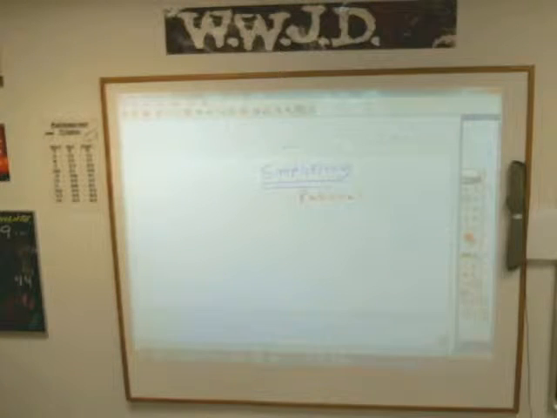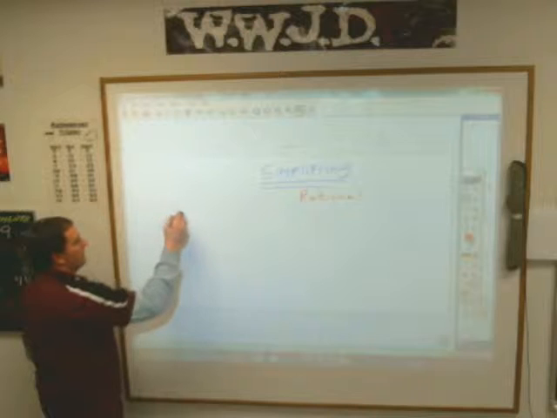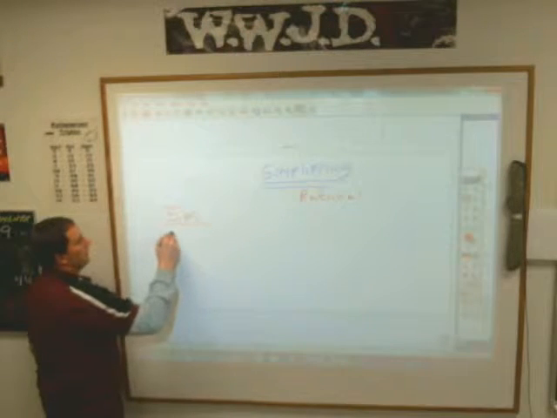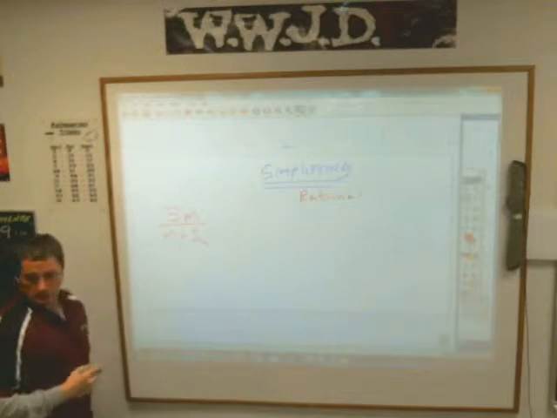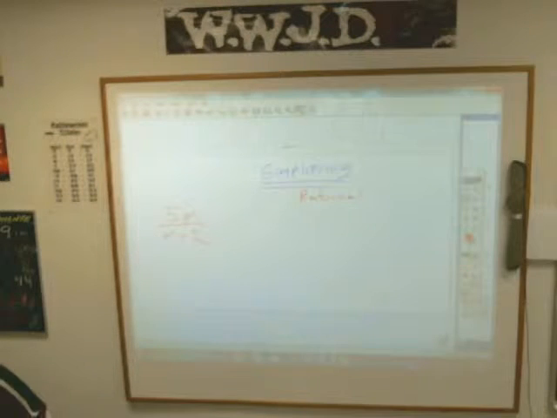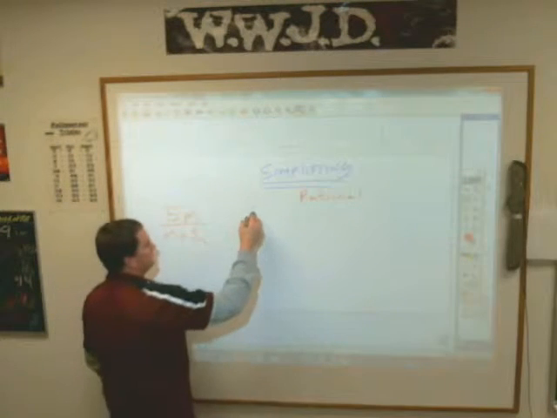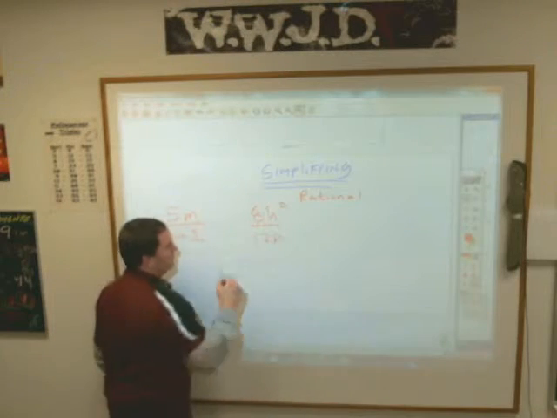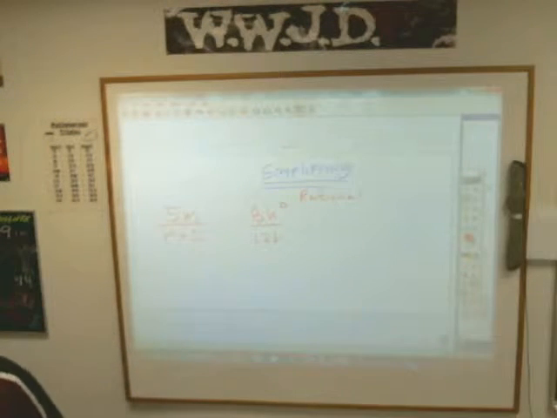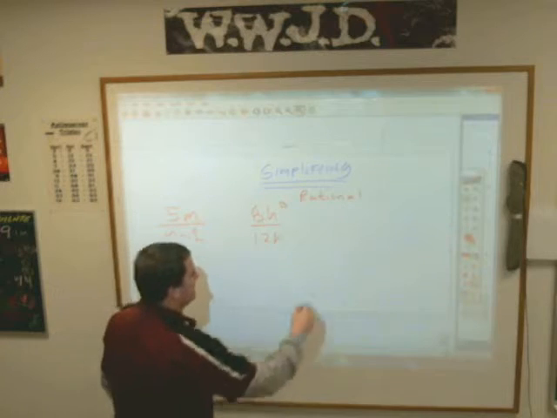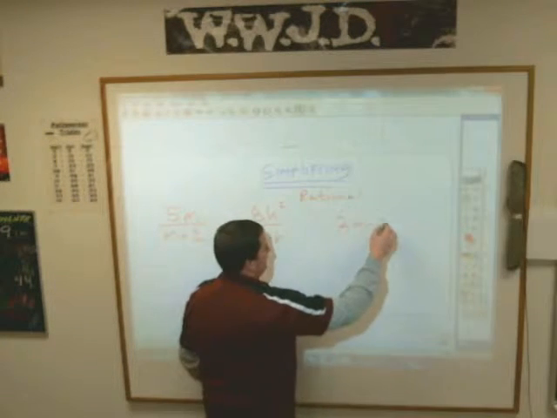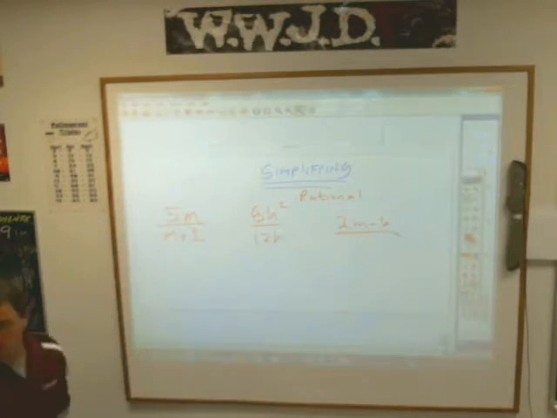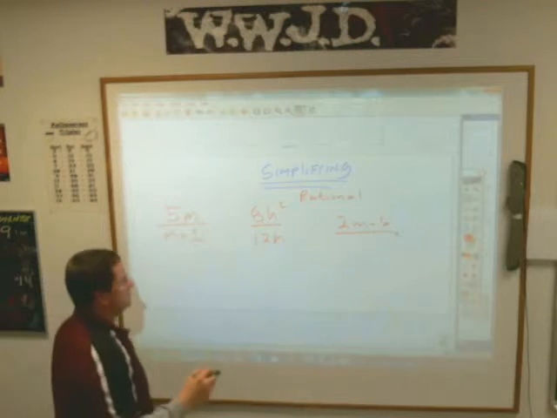Whiteboard, and you are going to simplify these. 5m over m plus 1, 8h squared over 12h. That doesn't look very good, does it? 2m minus 6 over m minus 3.